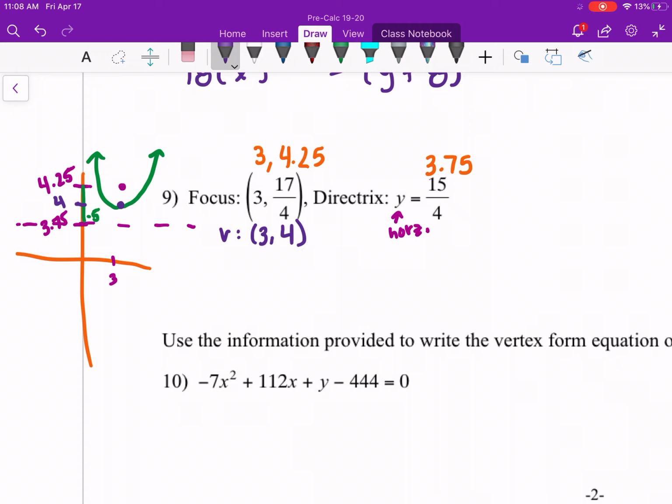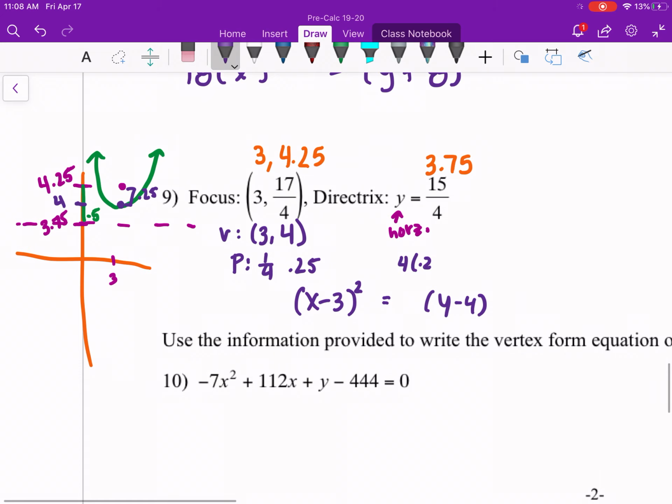So I know that my vertex is 3, 4. And so then I know that my p is the distance from the vertex to the focus or the directrix. And I know that that distance is a 0.25 distance. So p is 1/4 or 0.25, whatever makes your heart happy. And now we can throw those into the equation. So I've got x minus 3, I've got y minus 4. I know that the x term is going to be squared. And I know that 4p is going to be 4 times 0.25, which is the same thing as 1, which means I don't need to write anything here.